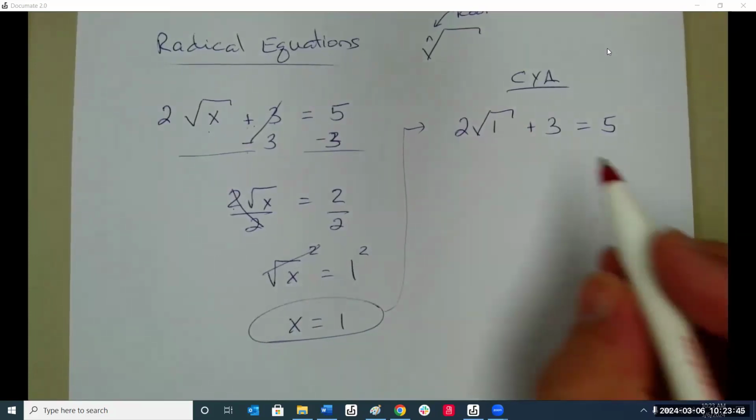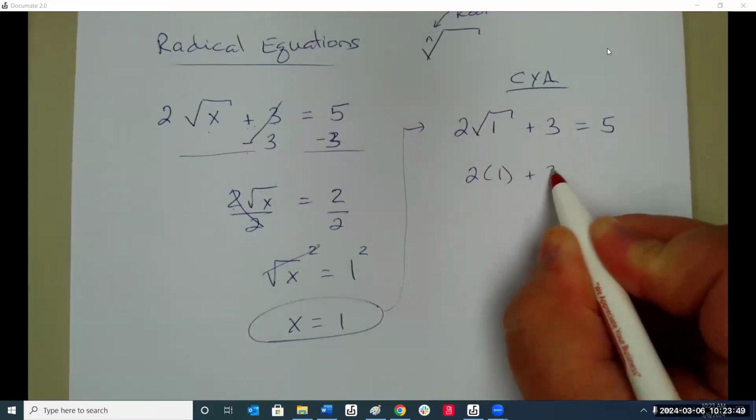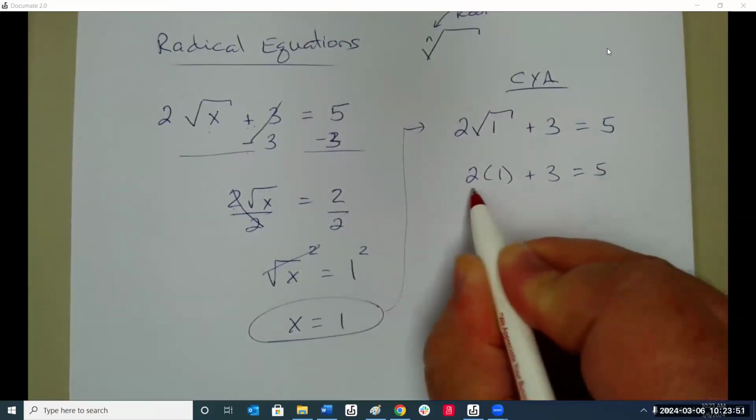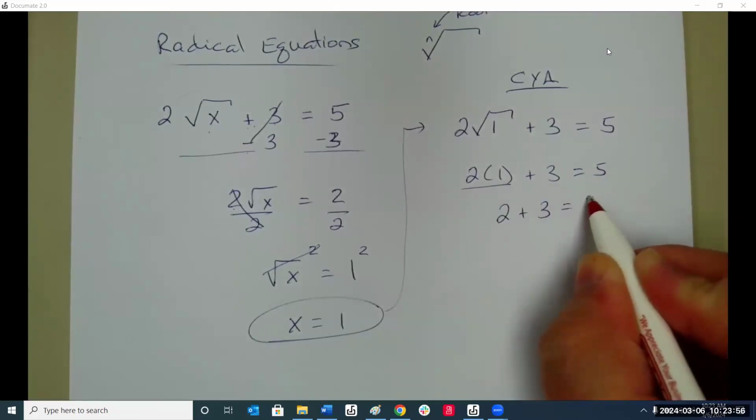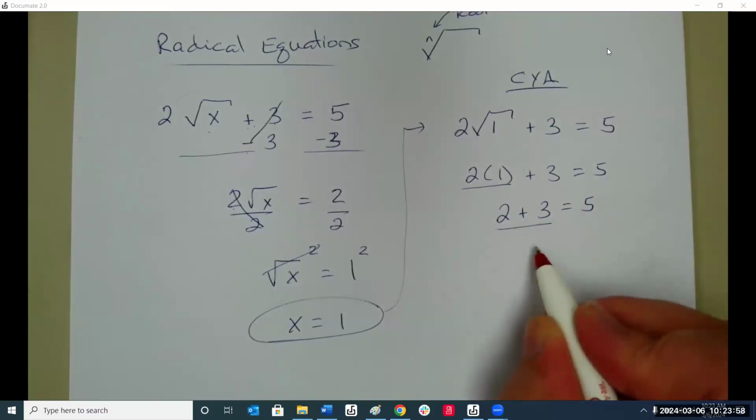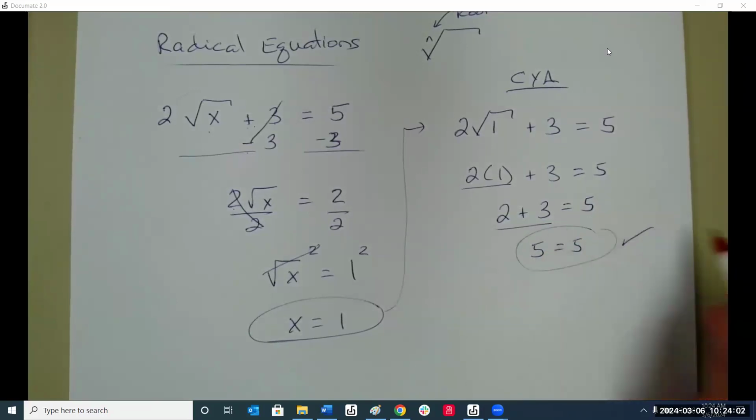So what's the square root of 1? Yeah, so it's 1. Multiplication, 2 times 1 is 2. 2 plus 3 is 5. And that equals 5, so x equals 1 is our solution.